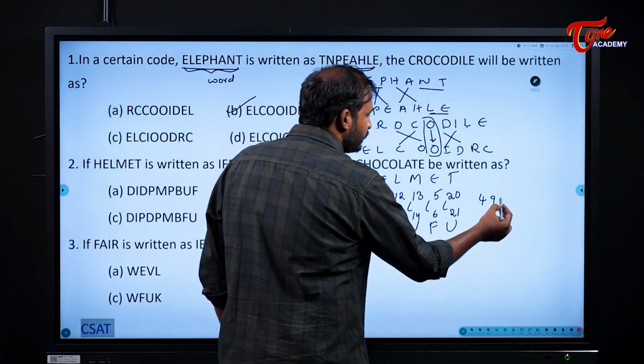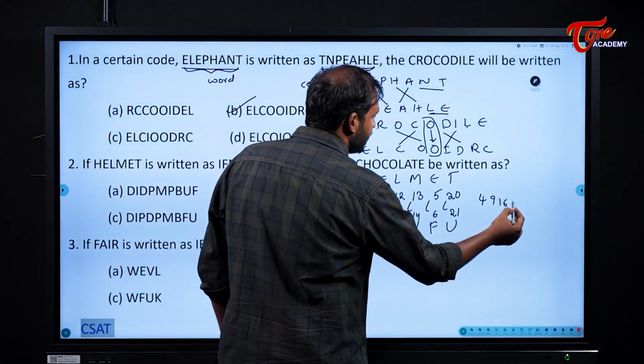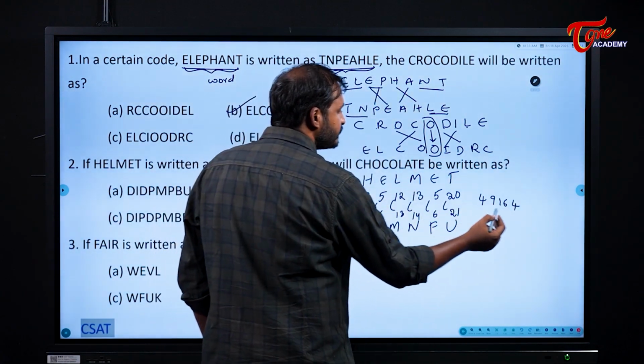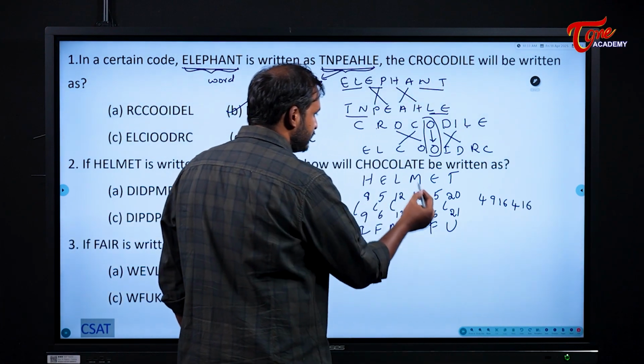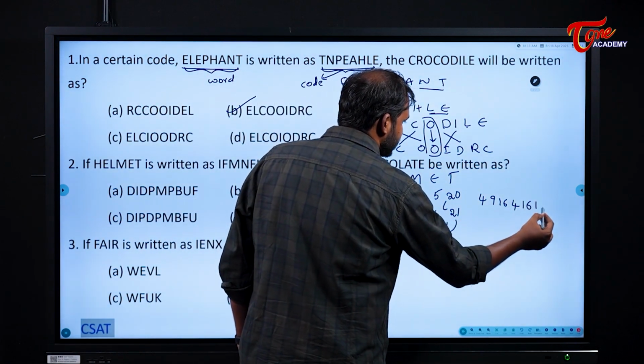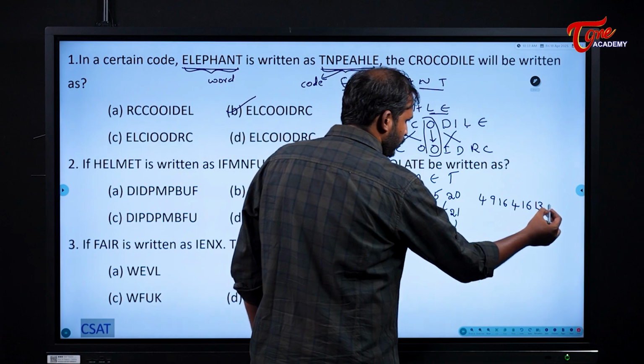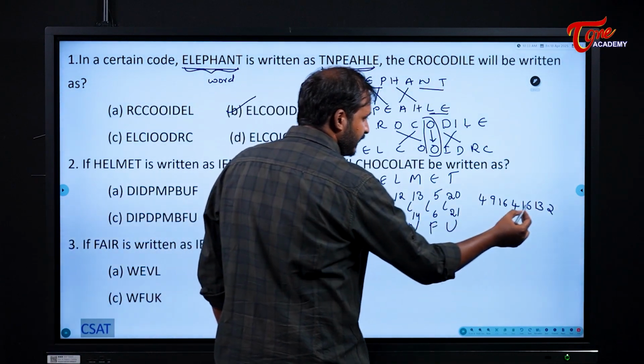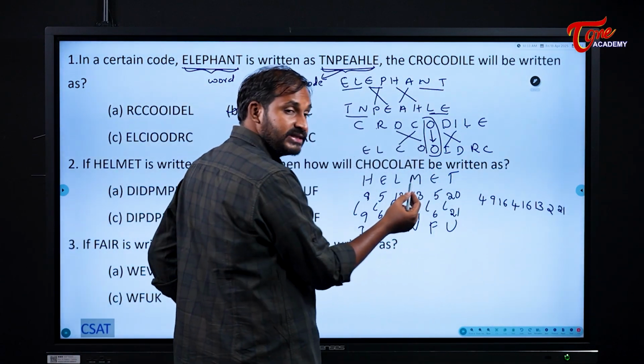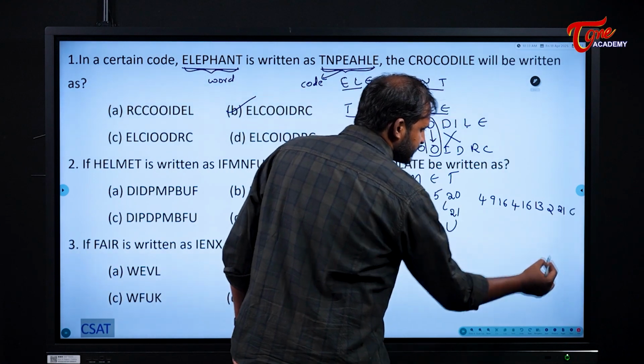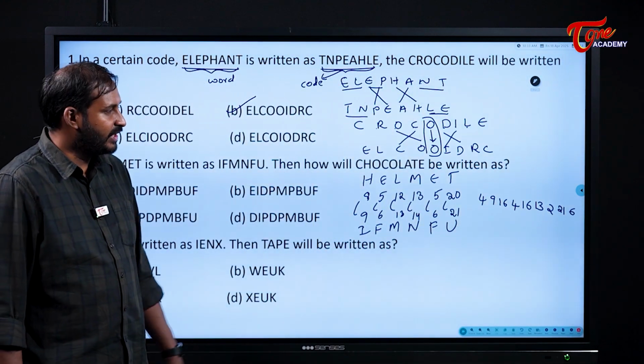O is 15. I need to write it as 16. C is 3. I need to write that one as 4. O is 15. But I need to write it as 16. L is 12. I need to write it as 13. A is 1, 2. T is 20. I need to write that one as 21. E is 5. I need to write that one as 6. Understood? We need to write in this manner.